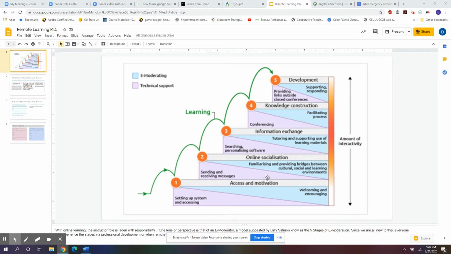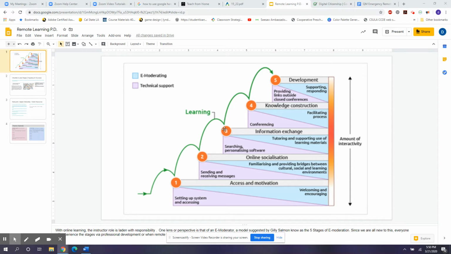The instructor as e-moderator then has two responsibilities. You see the technical support aspect at each level, as well as the e-moderating at each level. The e-moderating is what I consider the instruction or the teaching. And notice then that the actual learning looks like it starts at level 3.